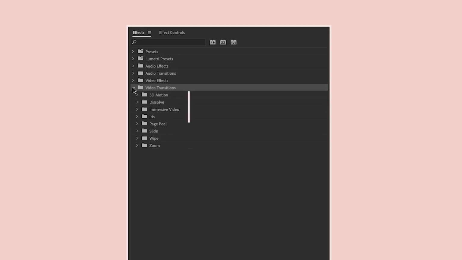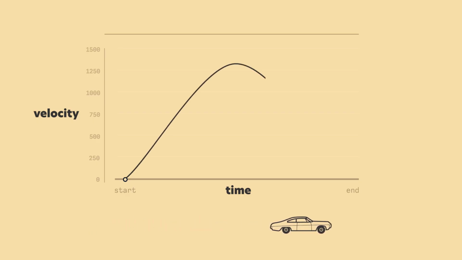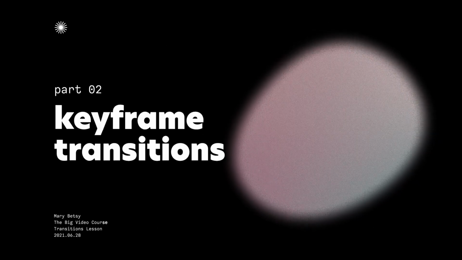So the transitions in this video transitions folder will not let you smooth out the keyframes. So you can't ease in or ease out or adjust the Bezier handles, none of that. So for me, that's a deal breaker. But don't worry, because right now I'm going to show you how to make transitions in Premiere where you can adjust the keyframe interpolation and you can make them super smooth. So let me show you.